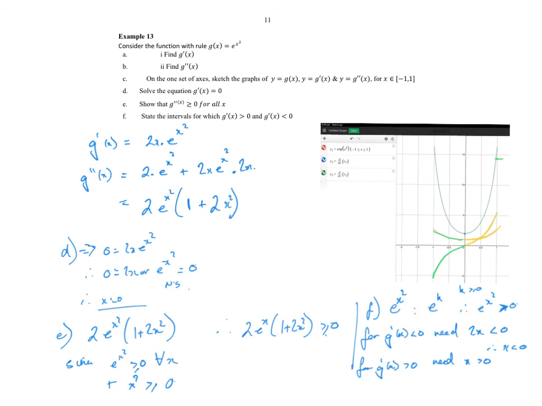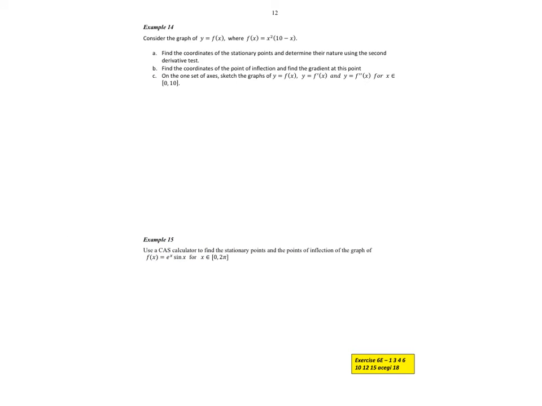All right. Slowly but surely we're getting there. So consider the graph of y equals f of x, where f of x is that. Find the coordinates of the stationary points and determine their nature using the second derivative test. Okay, so let's write f of x equals 10x squared minus x cubed. F dash of x is equal to 20x minus 3x squared. Solve that equal to 0.